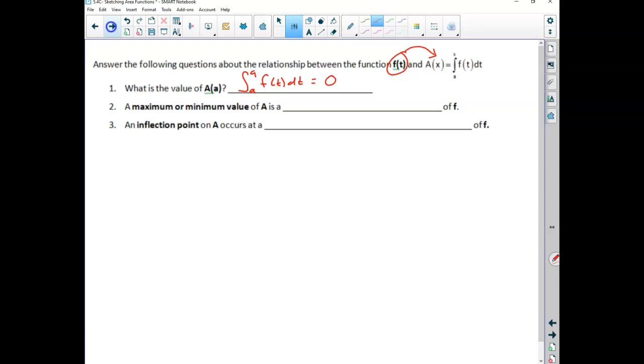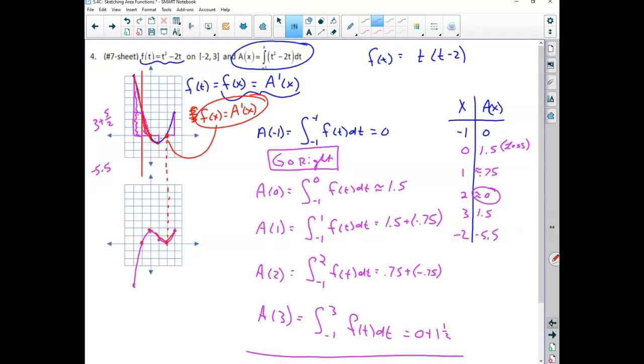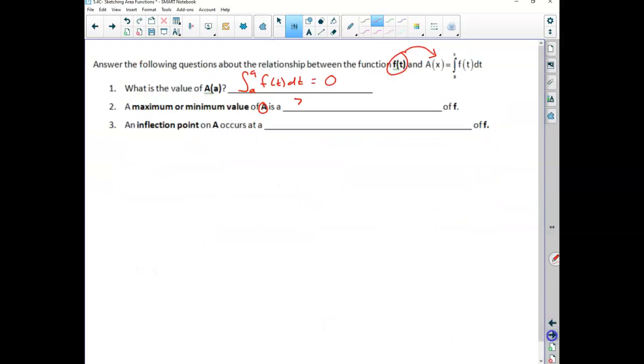What did you notice? A maximum or minimum of A? A maximum or minimum of A, because this is my A of x function, is a what of f? And they're zeros, right? It is a 0 of f.